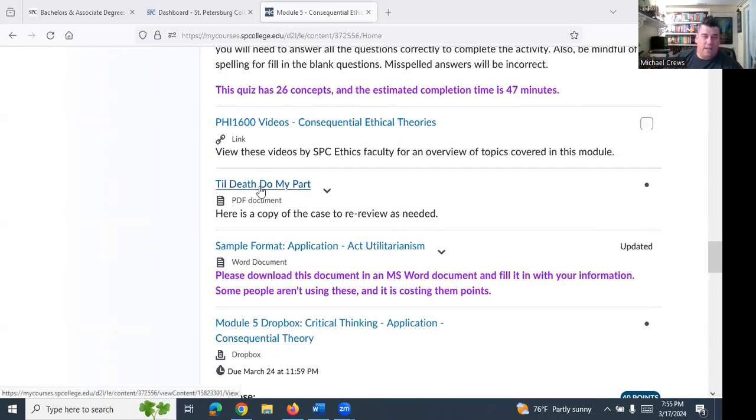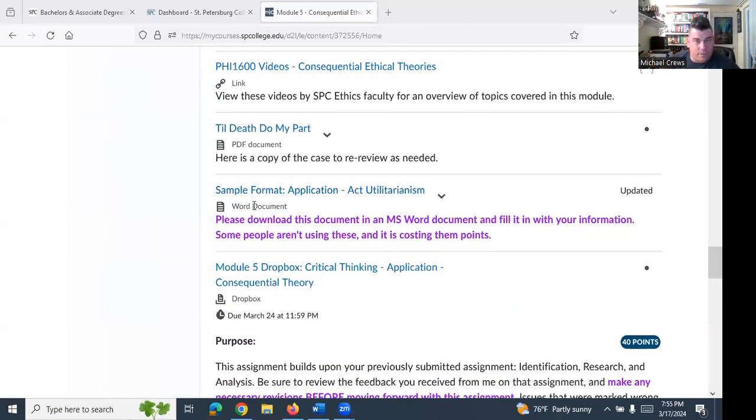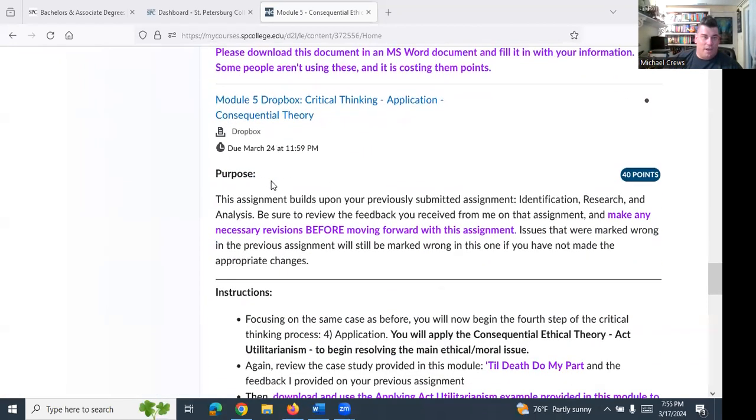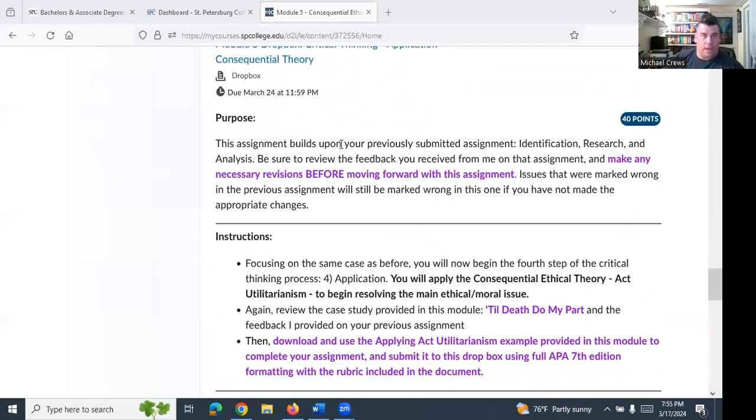I've put the case back in here if you want to refer to it instead of going back to last week's module. You can just pop it up here and look at it. I've got the sample format, which I'm going to come back to in a minute, because here's the Dropbox with the assignment, and I want to talk about that a little bit, okay?